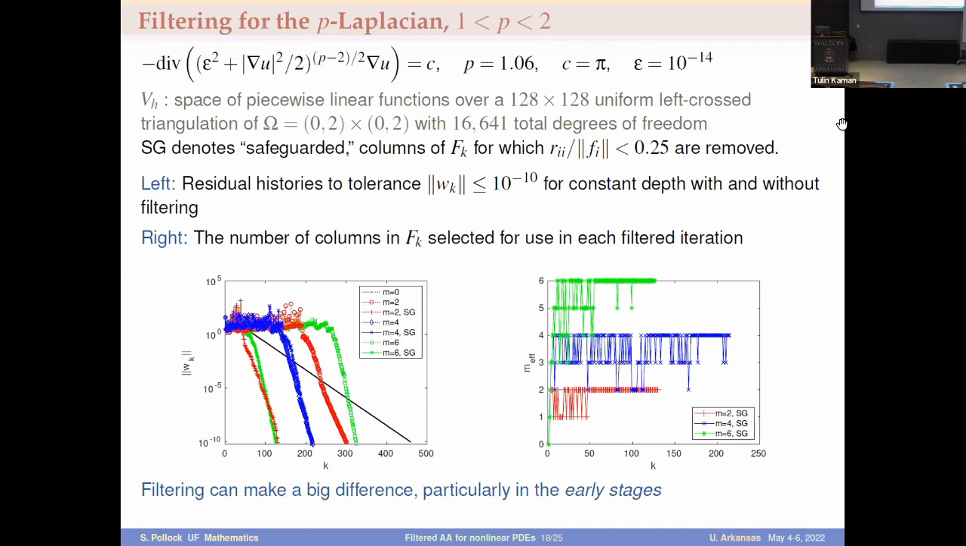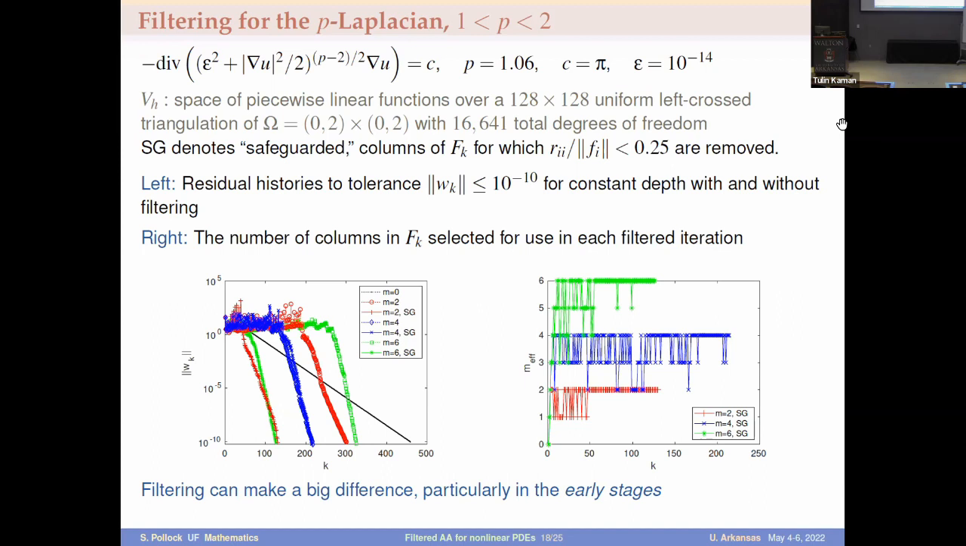So here's our example of filtering. Here P is between 1 and 2. It's 1.06, so it's pretty close to 1, which can make this problem challenging from a nonlinear solver perspective. The right-hand side is just a constant function. I chose pi over here. And my regularization parameter is pretty small. It's 10 to the minus 14. I chose this value for epsilon because if I made it smaller, well, I broke it, and so this worked.